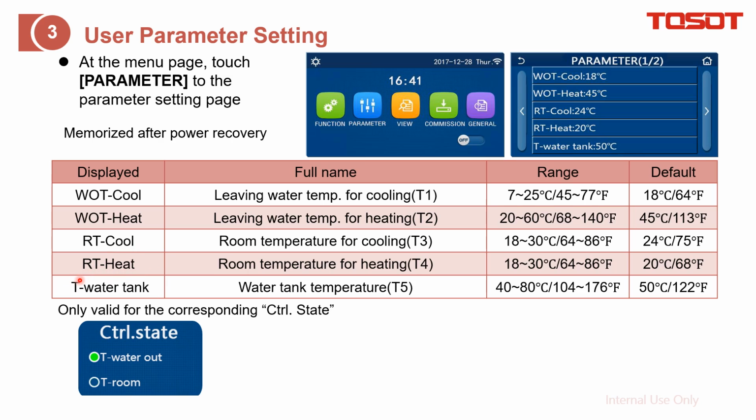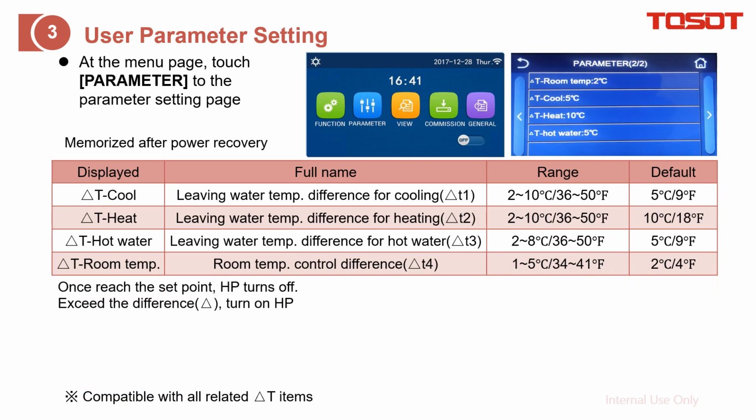And here is a heads up: if you would like to change the control target from the default water out temperature to the room temperature, then you need to select this control state. Adjust this one, which is at the commissioning. On the second page, which is this one, we allow you to adjust this delta T.